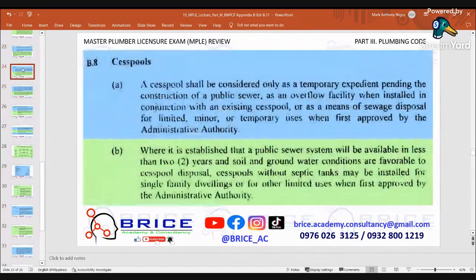B.8 Cesspool. Letter A: a cesspool shall be considered only as a temporary expedient pending the construction of a public sewer, as an overflow facility when installed in conjunction with an existing cesspool, or as a means of sewage disposal for limited, minor, or temporary uses when first approved by the administrative authority. Where it is established that a public sewer system will be available in less than 2 years and soil and ground water conditions are favorable to cesspool disposal, cesspools with septic tanks may be installed for single family dwellings or for other limited uses when first approved by the administrative authority.